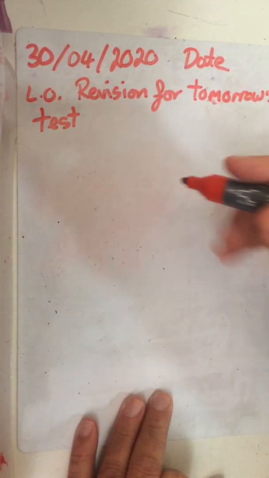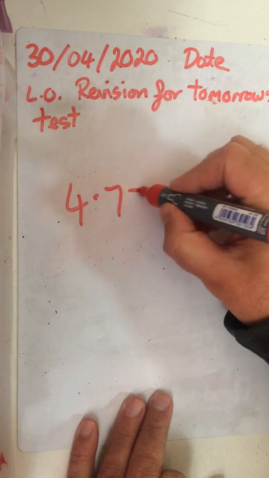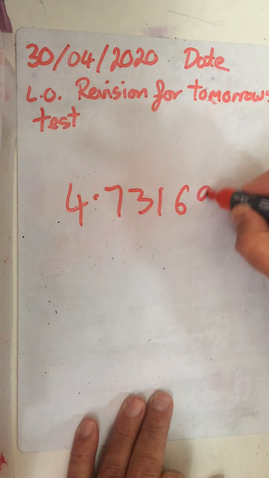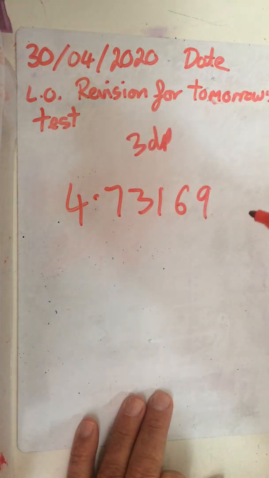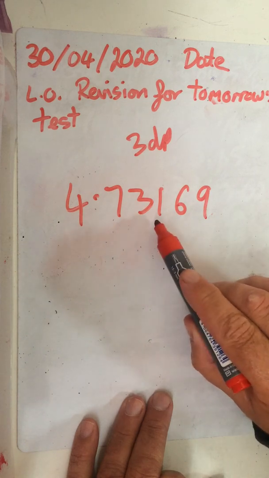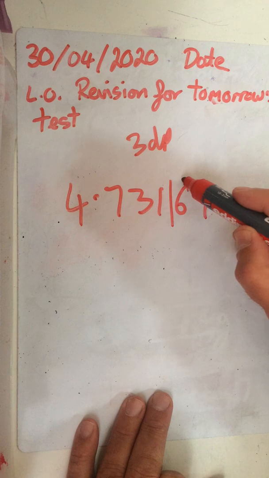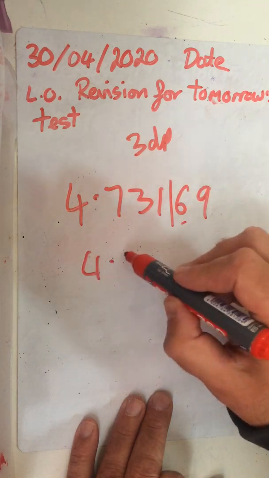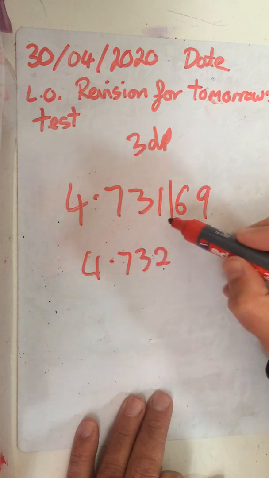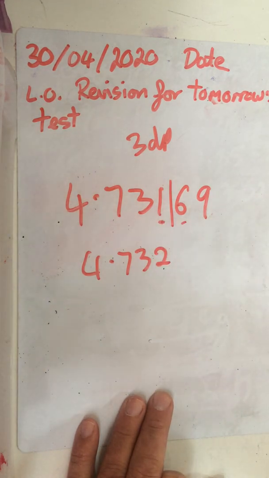You could also have an answer which came to 4.73169, and you might be asked to round to 3 decimal places. So from there you count 1, 2, 3, you do your line there. Does the 6 affect the 1? And it is 5 or above, so yes it does. So it becomes 4.732. So it's just this number either stays the same or gets rounded up.